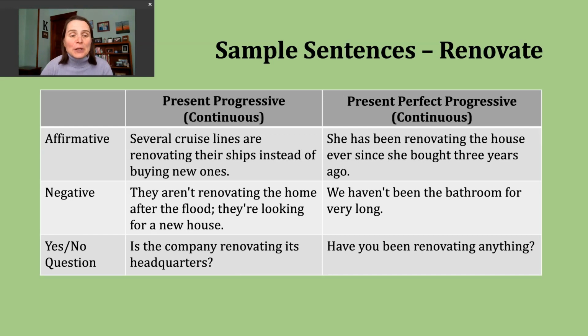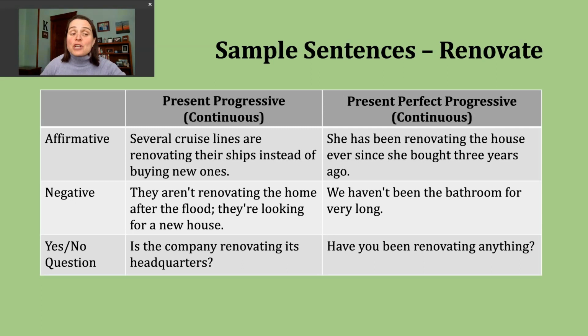So let's take a look at an example sentence. They aren't renovating the home after the flood. They're looking for a new house. Okay? So here, someone has made a decision, a group of people or a family, maybe a married couple of some kind here. They've decided, you know what, we're not going to try and fix this. We're just going to find a new house.